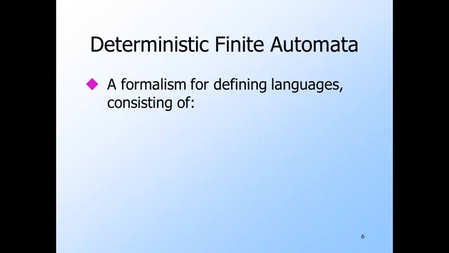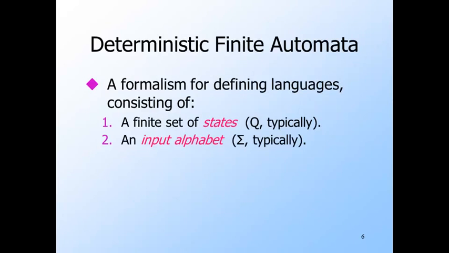Now we'll give the formal notation for deterministic finite automata. There is a finite set of states, and we usually use Q as the set of states. Don't ask me why it's Q, it just is. And there is a finite input alphabet. The traditional name for the input alphabet is sigma, again for no known reason.